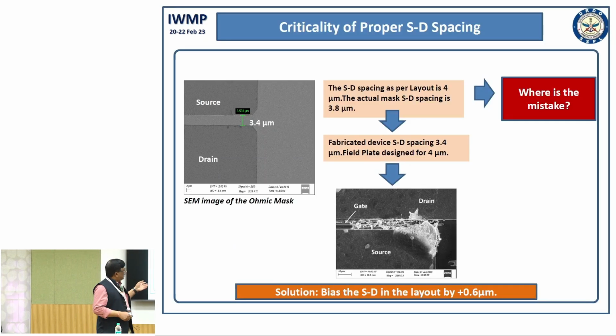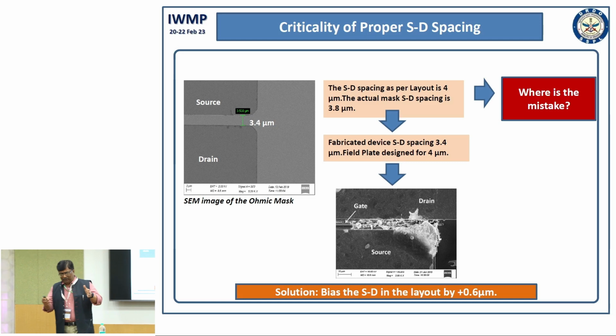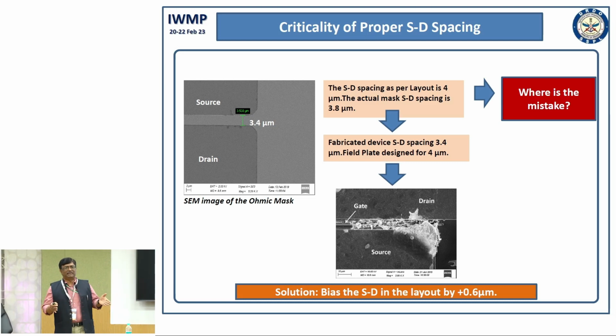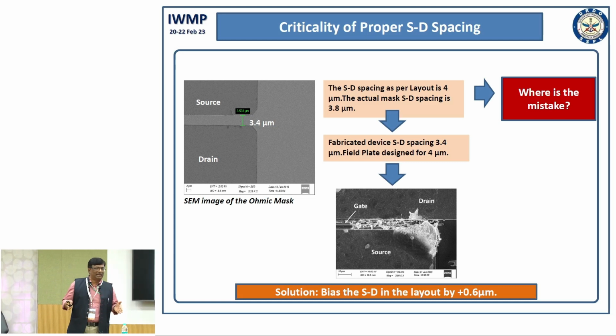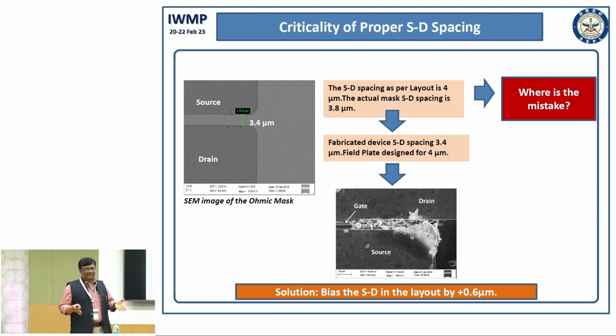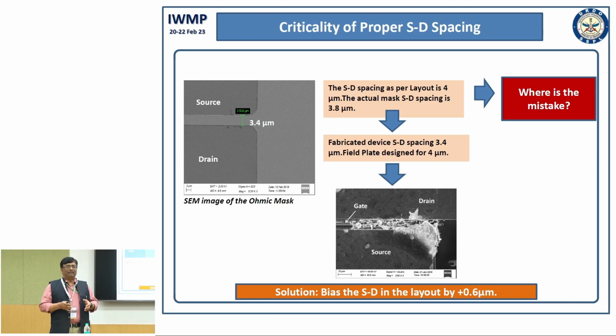And again this is a very simple point: my source drain spacing, my device is designed for 4 micron, but because of diffraction limitation, I am ultimately not printing 4 micron source drain spacing, I am printing 3.8 or 3.6. When I am placing the gate or my gate field plate or source field plate, I am again compromising device performance. So, first you have to ensure the exact 4 micron source drain spacing.